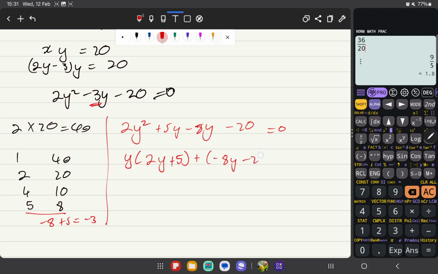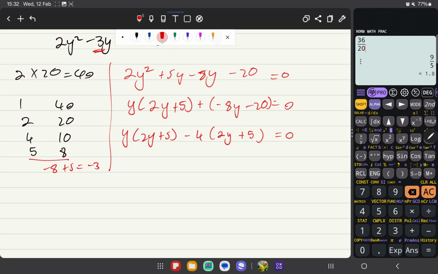Make it minus 8, 20, equals 0. So y(2y plus 5) minus, if I take out 4, then I have 2y plus 5. It actually works. Alright, forget what I was saying, it actually works. Then you have a common factor: (2y plus 5)(y minus 4) equals 0.